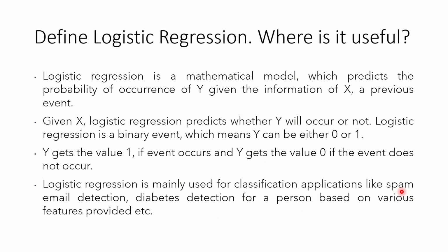Define logistic regression. Where is it useful? Logistic regression is a 100% mathematical model which will predict the probability of occurrence of y. Let me put it this way: logistic regression will tell you if y will occur or not. Logistic regression is always binary. It will tell you y can be either 0 or 1. Y gets 1 if the event occurs, y gets 0 if the event does not occur.